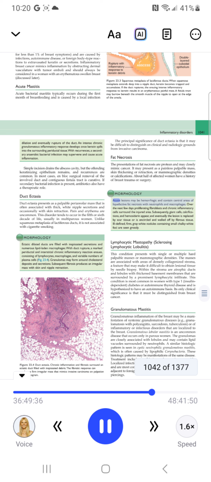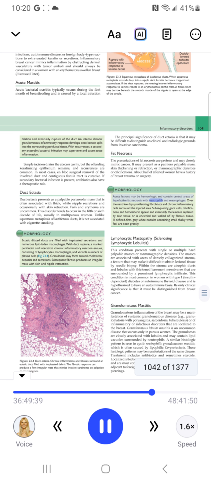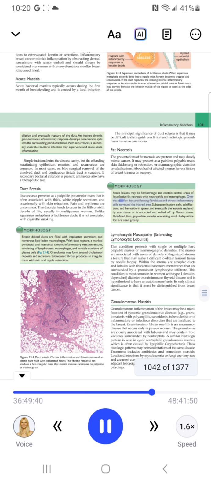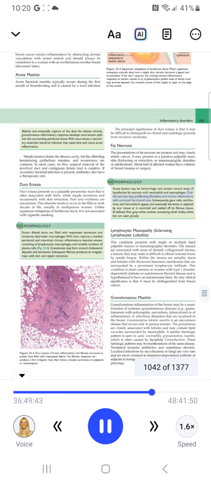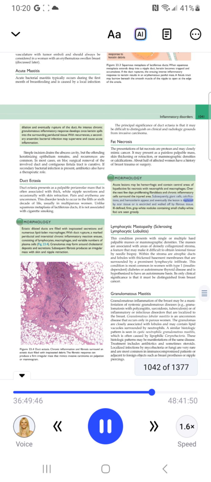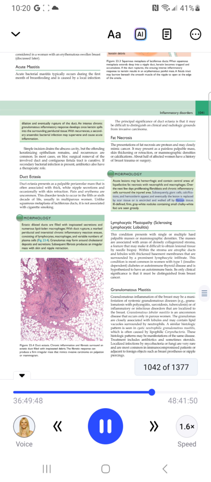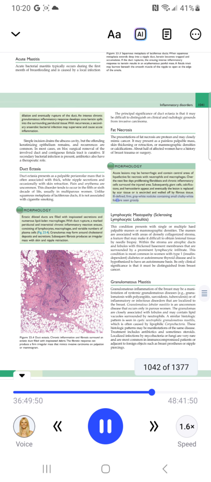Morphology. Acute lesions may be hemorrhagic and contain central areas of liquefactive fat necrosis with neutrophils and macrophages. Over the next few days, proliferating fibroblasts and chronic inflammatory cells surround the injured area. Subsequently, giant cells, calcifications, and hemosiderin appear, and eventually the lesion is replaced by scar tissue or is encircled and walled off by fibrous tissue. Ill-defined, firm, gray-white nodules containing small chalky white foci are seen grossly.